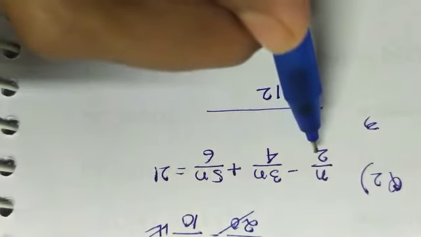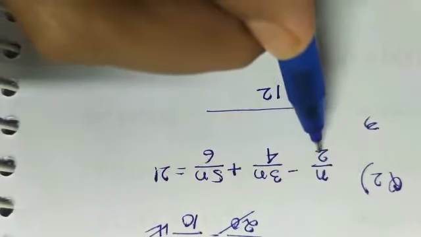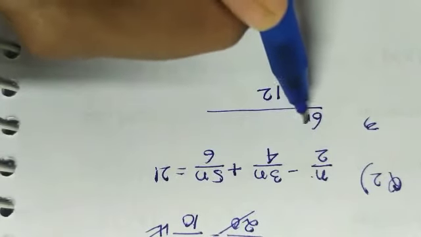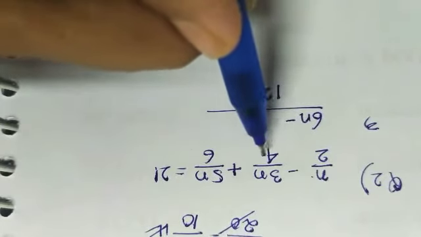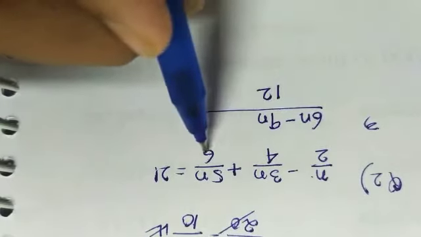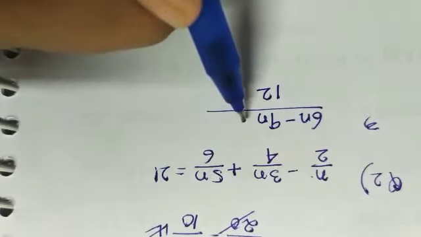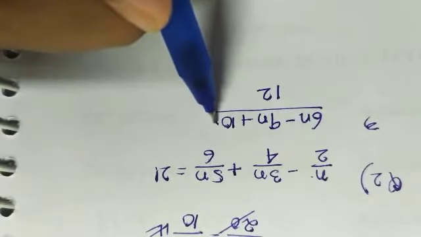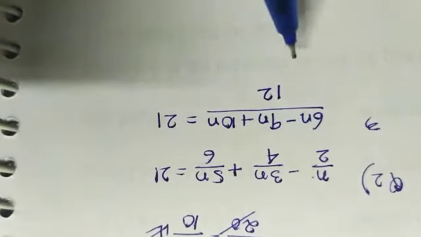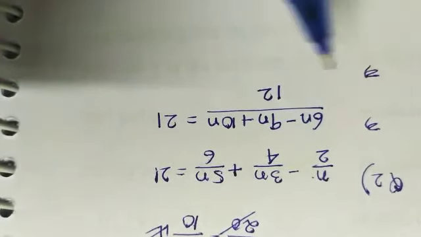Now, in order to make this 12, we have to multiply it by 6. 6 2s are 12. So it is 6n minus, 4 3s are 12, so it becomes 3 3s are 9n. Again, 6 2s are 12, so it becomes 5 2s are 10n. So this is the basic concept that we have done in the previous classes. We are just using it further.